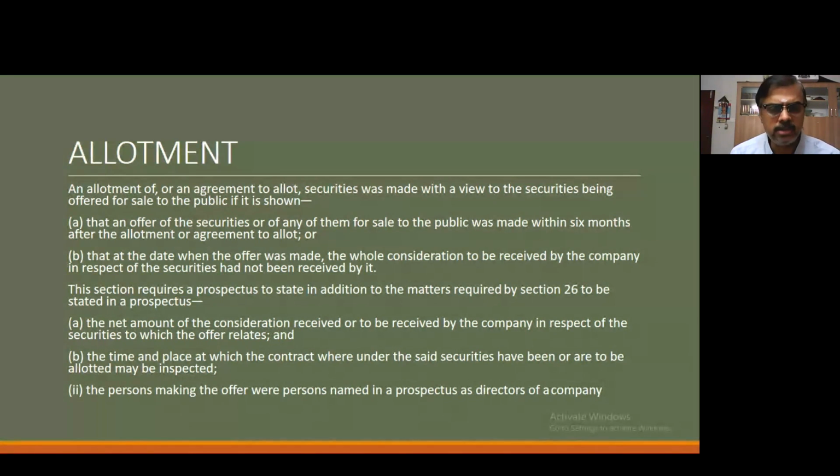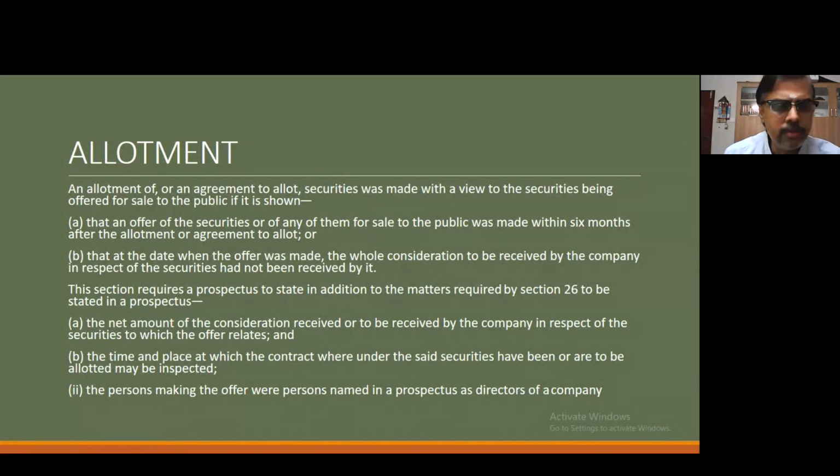And this section requires a prospectus to state, in addition to the matters required under section 26, things we are going to go through very soon. Section 26 provides for details or contents of a prospectus. So whenever a company is going to allot shares or securities, or is agreeing to allot them, this section requires that a prospectus be issued and all its contents be stated in it.